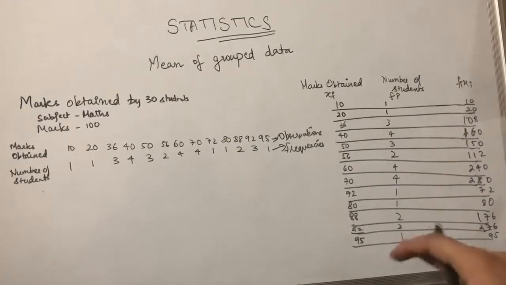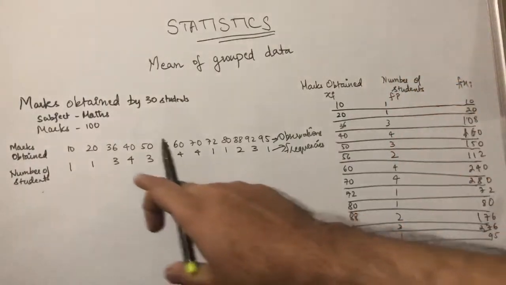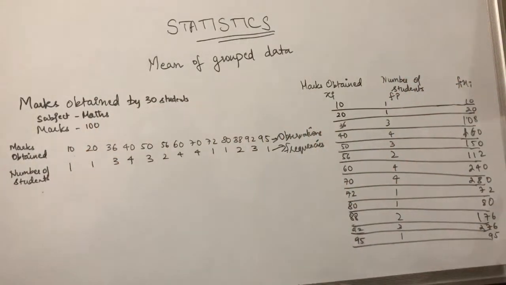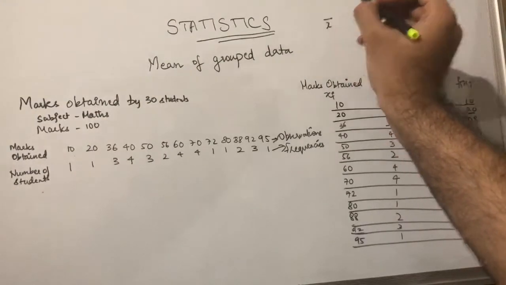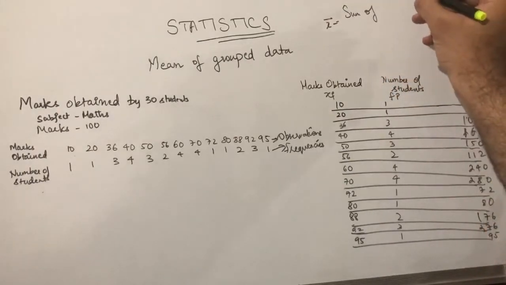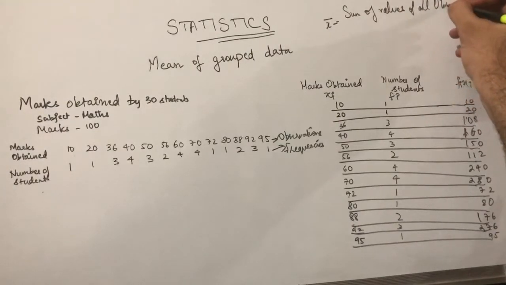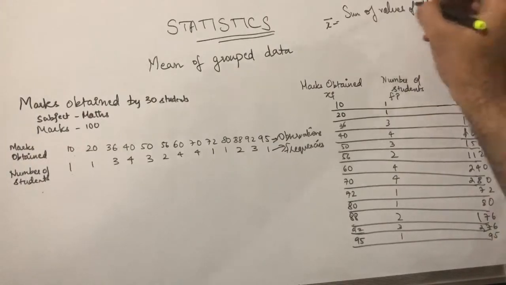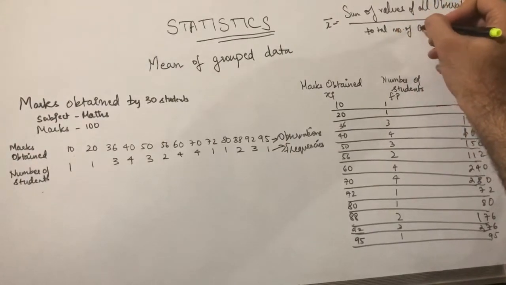Now how do we find out the mean of this? Since we discussed the definition of mean, which is the sum of values of all the observations divided by the total number of observations, what would that be here? When I say mean, let's denote it by x bar. It is the sum of values of all observations divided by the total number of observations.